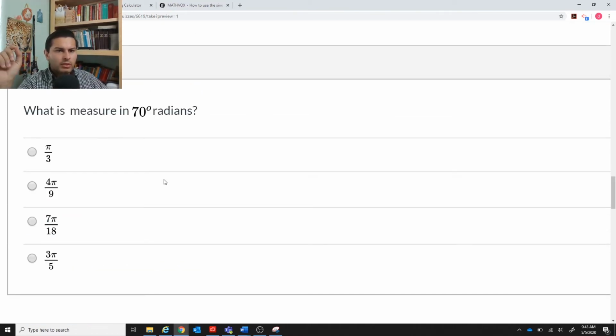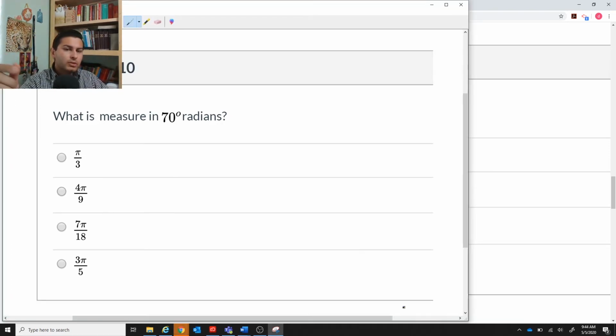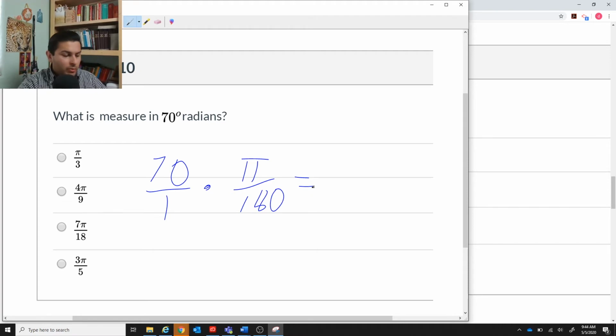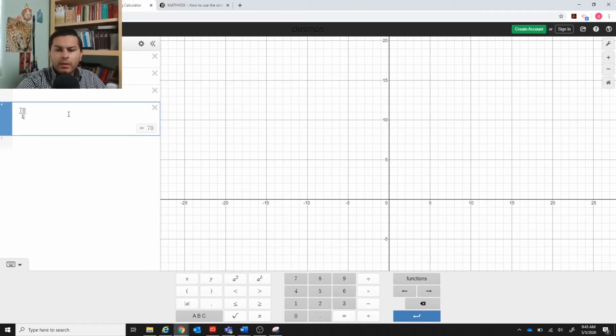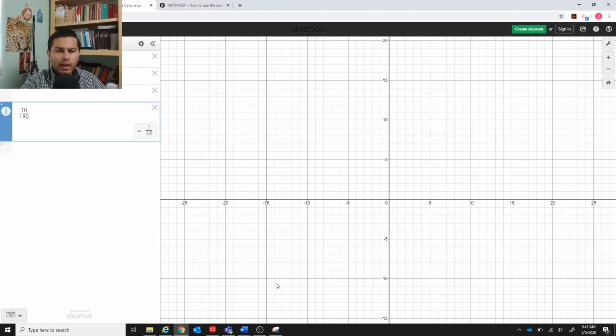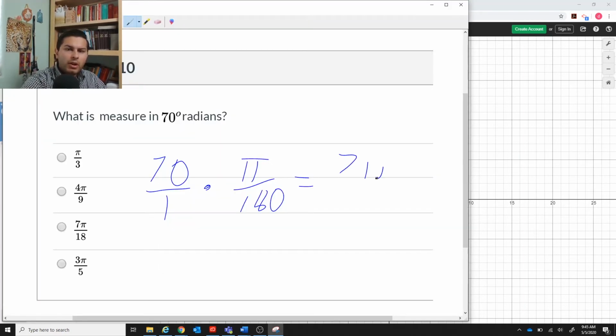Question number 10, what is 70 degrees measured in radians? Okay, that's a weirdly worded question, but you understand what it's asking. It wants us to convert degrees into radians, the opposite of what we just did for the last one. So if we took the last one and multiplied by 180 over pi, this one we're going to multiply by pi over 180. So that would be 70 over 1, multiplied by pi over 180. All I have to do is just do 70 divided by 180. 70 divided by 180 in fraction form is going to be 7 over 18. So this should be 7 pi over 18, and look at that, we have our answer right over there.